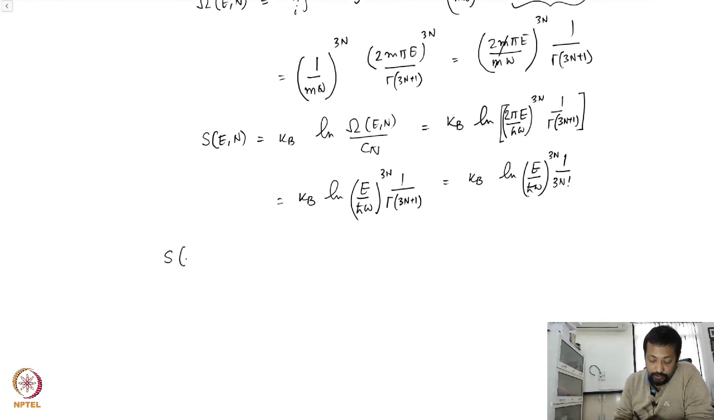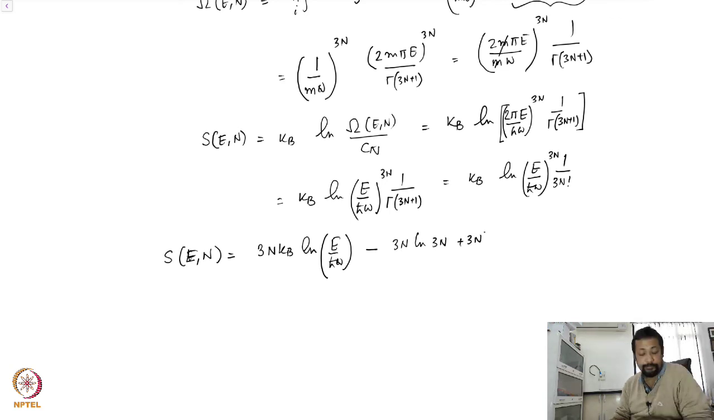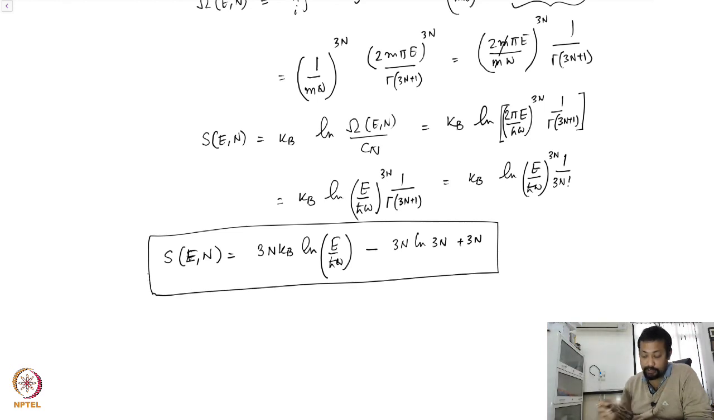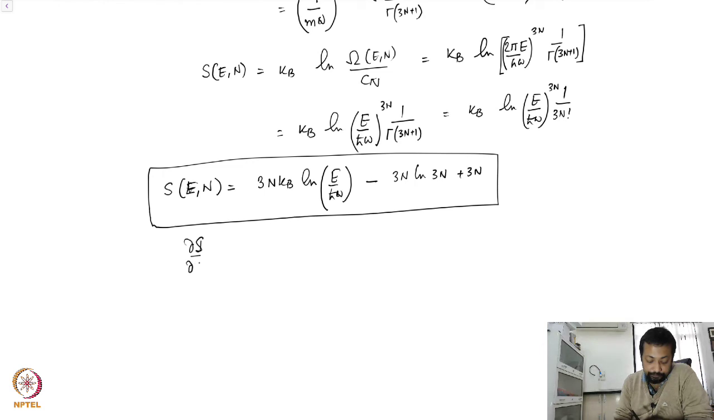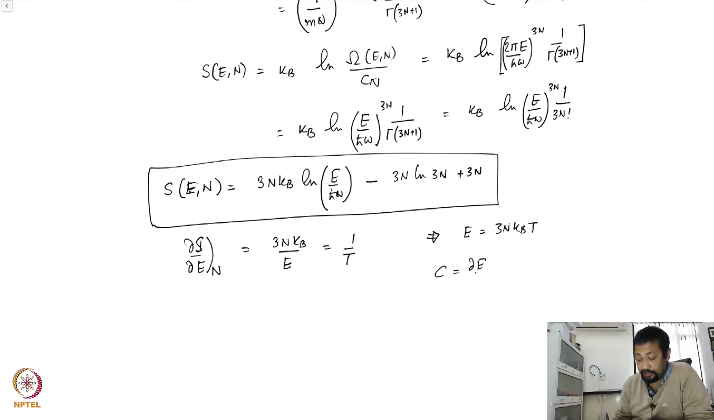Right? So S(E, N), let's now expand this, is 3n k_B ln(E / ħω), this is dimensionless, minus 3n ln 3n plus 3n. So this is the entropy of your ideal solid. ∂S/∂E, N held constant. There is no volume which appears over here because your Hamiltonian itself now depends on the coordinates. It's just 3n k_B over E and is equal to 1 by T, which implies that the energy is 3n k_B T. The specific heat, which is ∂E/∂T, N constant, is just 3n k_B.